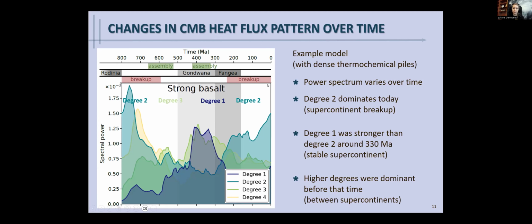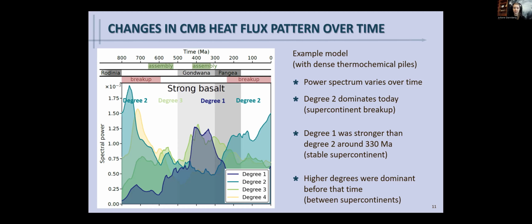What we can see if we look at the present day is that today we have this dominant degree 2 pattern, which is also what we see in the observations with the 2 LLSVPs. Today we're also in this breakup stage of the supercontinent cycle. If we go further back in time, at some point we have degree 1 being the most dominant degree, and that's during the time where we had a stable supercontinent. And then if we go further back, where we have these higher degrees, that's between the breakup of Rodinia and the start of the assembly of Gondwana. And if we go even further back to the breakup of Rodinia, we also have this degree 2 pattern.